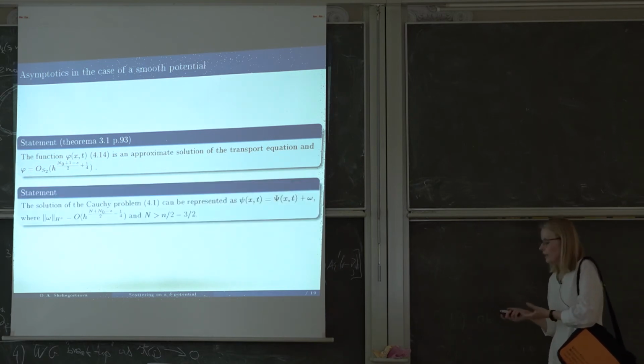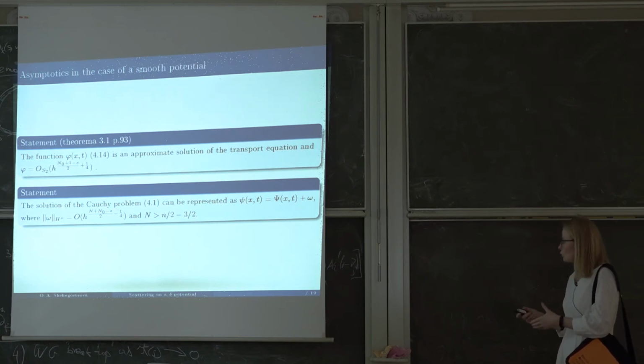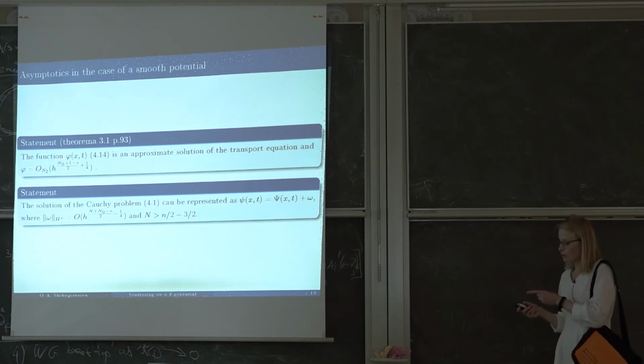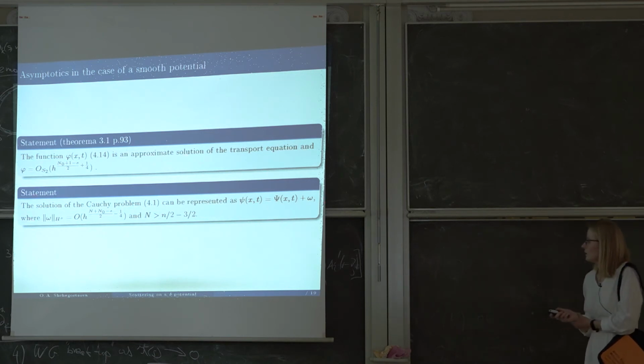So then, if we have solved the transport equation and the Hamilton-Jacobi equation, we have constructed an asymptotic solution for the Schrodinger equation with a smooth potential and complex phases. So it can be represented in this form, and this estimate is correct. Here n is the number of members in our asymptotic sum.